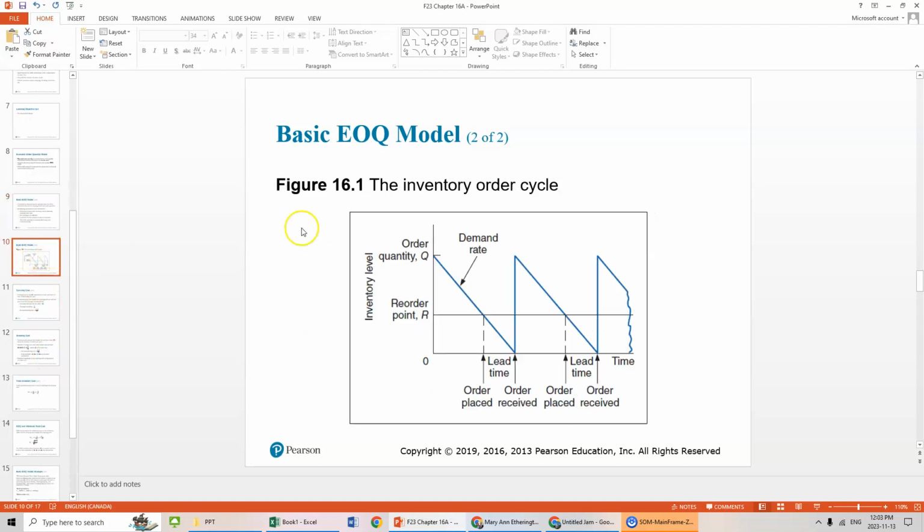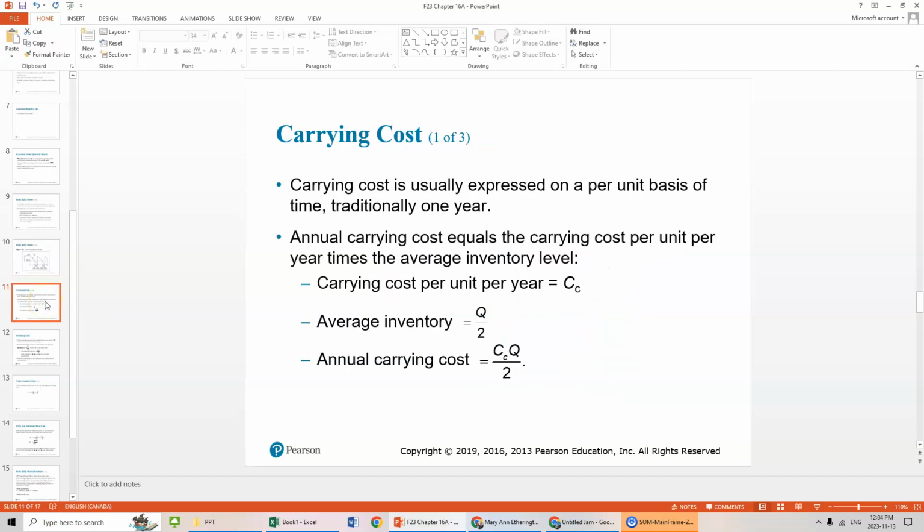Let's go through the inventory order cycle. At the very beginning, point 0, you have your order quantity Q. Throughout time, you're going to be using up some of your inventory based on the demand rate. You're going to hit a point where you need to reorder, so that when you get down to 0, you have sufficient lead time built in to actually receive your product. Your product comes, and then it carries on being used based on the demand rate over time.